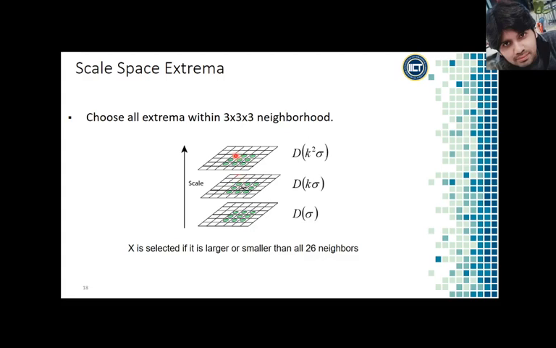So the 26 neighbors is like 1, 2, 3, 4, 5, 6, 7, 8, 9, 10, 11, 12, 13, 14, 15, 16, 17, 18, 19, 20, 21, 22, 23, 24, 25, 26. All these 26 neighbors should be either larger or smaller than this x value. Then and only then can we consider this x value as an extrema.